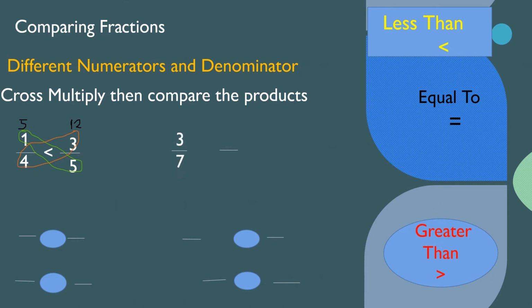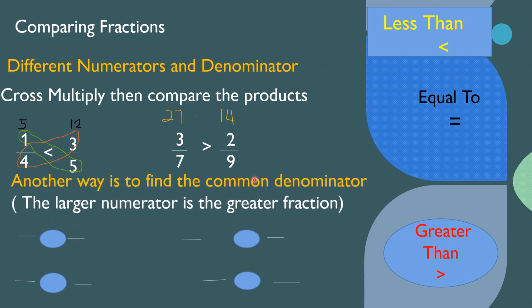Okay, what about 3/7 and 2/9? So, that the cross-multiply, 3 times 9, that is 27. Multiply lang yan. At dito naman, 7 times 2, that is 14. So, therefore, mas mataas to, 27 kaysa 14. Ibig sabihin, mas mataas yung fraction na to kaysa dito. Okay? Next.